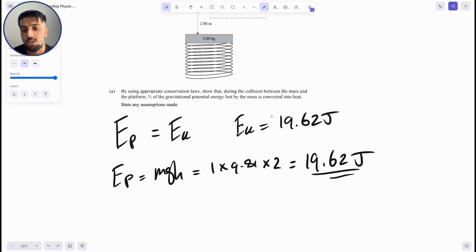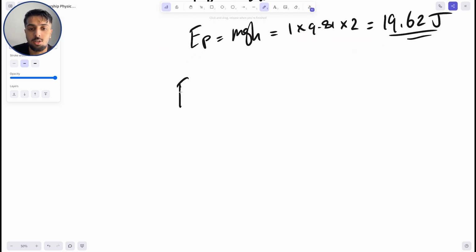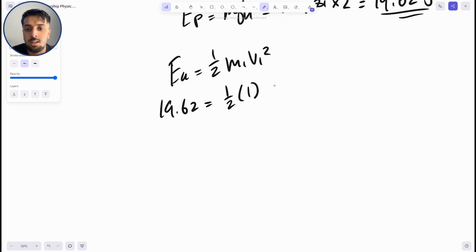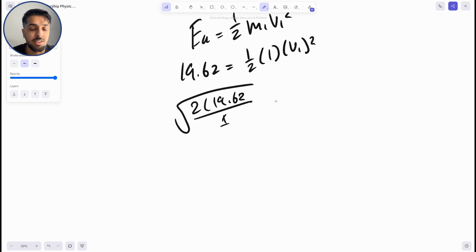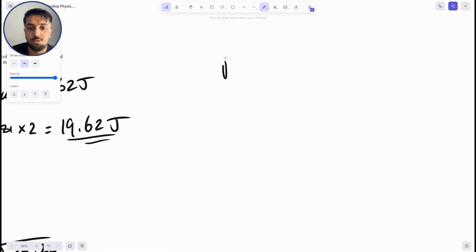So now, as we know the kinetic energy of M1 is going to be 19.62 joules, we can use the kinetic energy formula, half mv squared, to get the velocity of the 1 kg mass. So as EK is equal to half m1 v1 squared, labeling 1 for the 1 kg mass, that means 19.62 is equal to half m1, which has a mass of 1 kg, times v1 squared, which is what we're trying to find. So that means 2 times 19.62 all over 1 kg, and everything being square rooted, we get v1. And that means v1 is equal to the square root of 39.24.